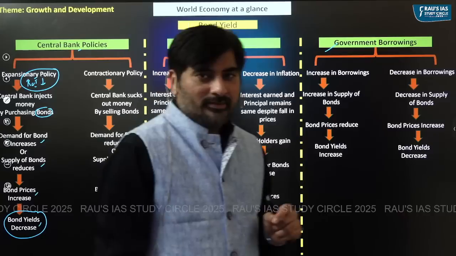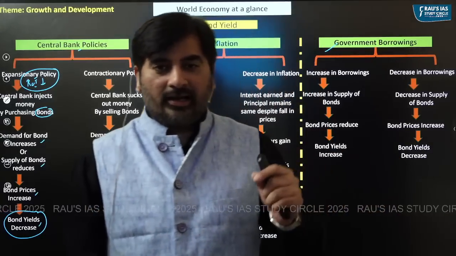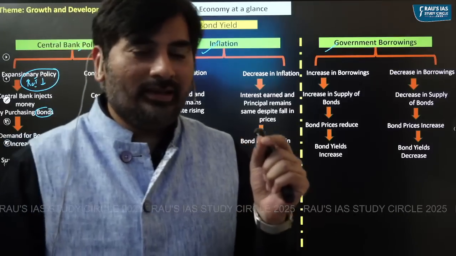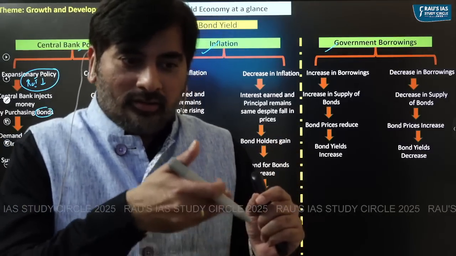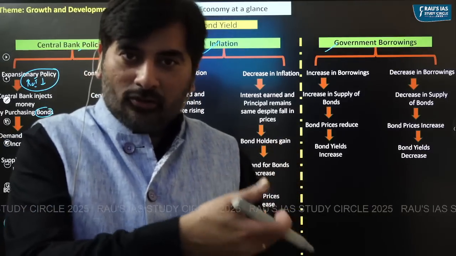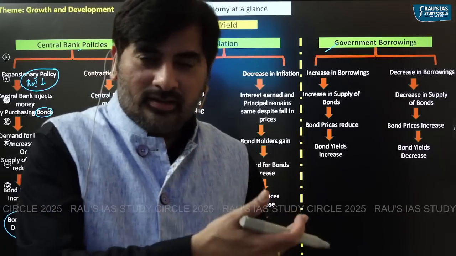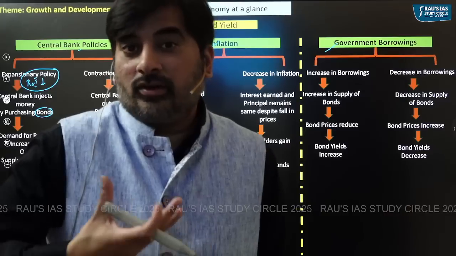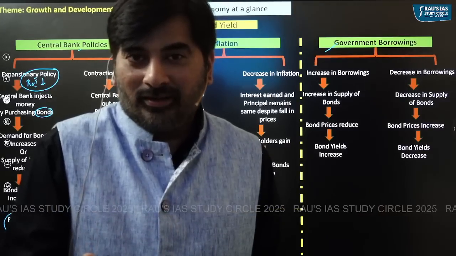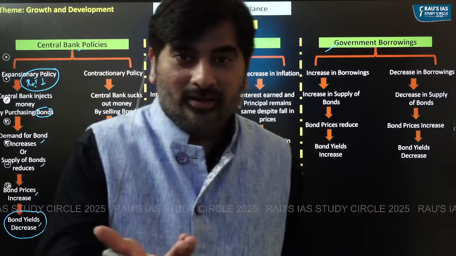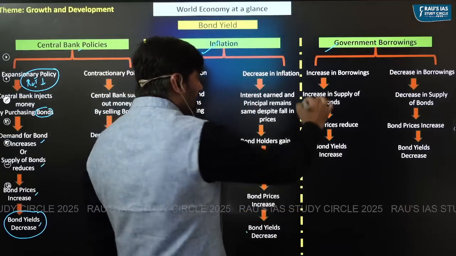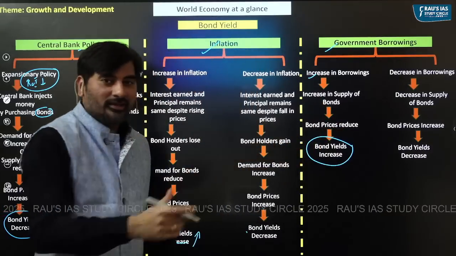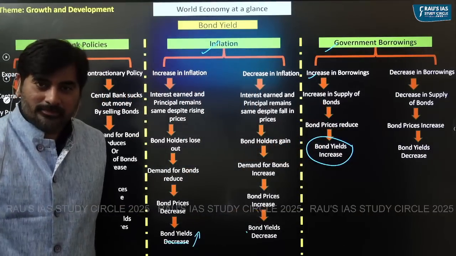What has US done? US has announced tax cuts, right? It has announced cut in the tax rate. Because of tax cut, what will happen to receipts of the US government? Receipts of the US government will reduce. If the receipts reduce, what will happen to borrowings of the US government? Borrowings will increase, right? So if the borrowings of US government increase, what will happen? Bond yields in US would increase. This is one way to look at it.